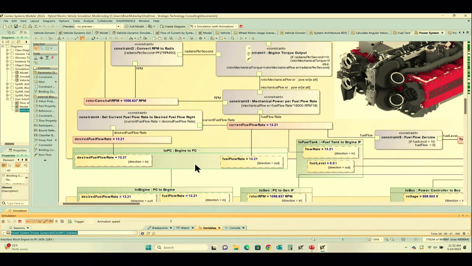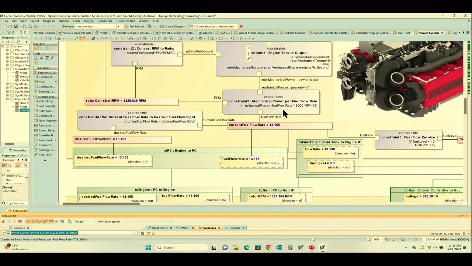Notice there are a few proxy ports here. There's a desired fuel flow rate that is coming in as a result of the PI control loop. That is what's down here, and it goes up to this value property. This is actually a not necessary constraint that we did. Notice it says current fuel flow rate equals desired fuel flow rate. That was unnecessary. We could have simply routed this directly over to this equation. But this is an interesting constraint.